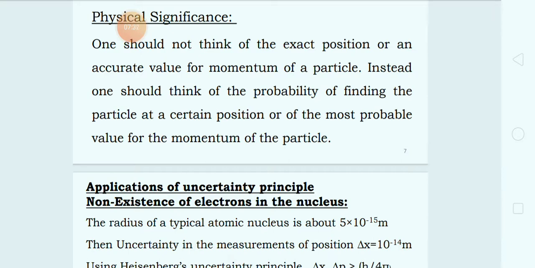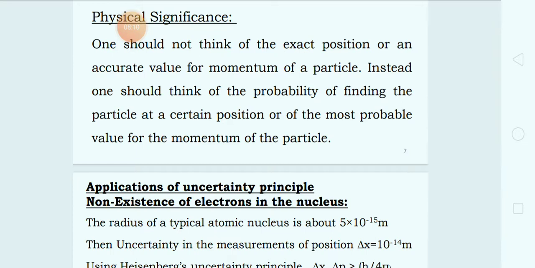Now it enables us to understand that one should not think of the exact position or the accurate value for the momentum of a particle. Instead, one should think of the probability of finding the particle at a certain position, or of the most probable value for the momentum of the particle.